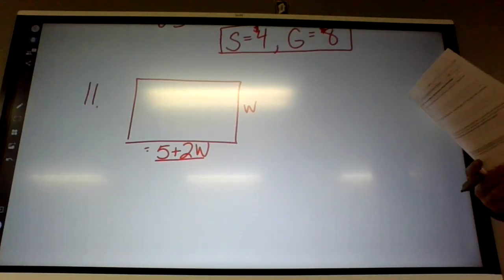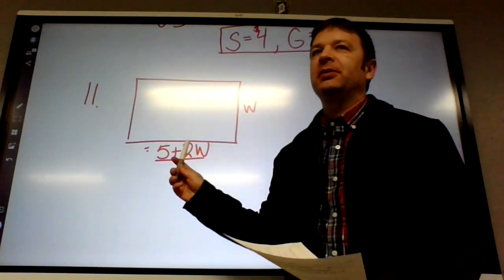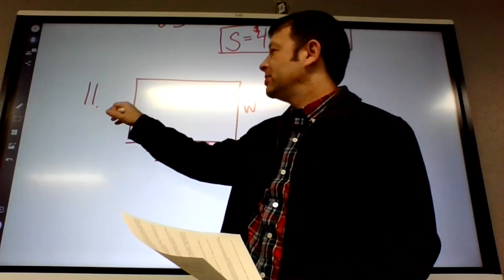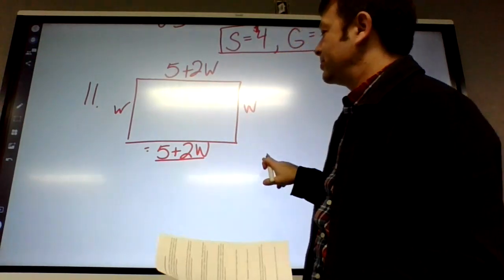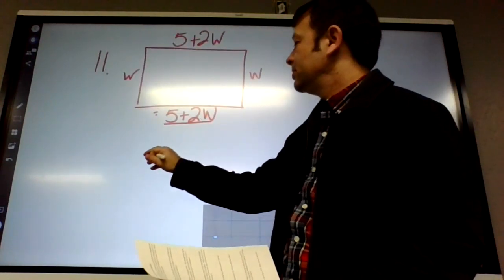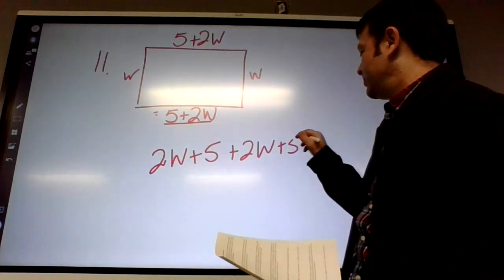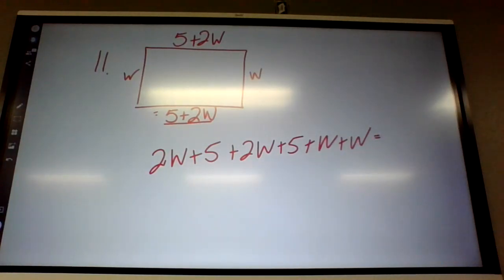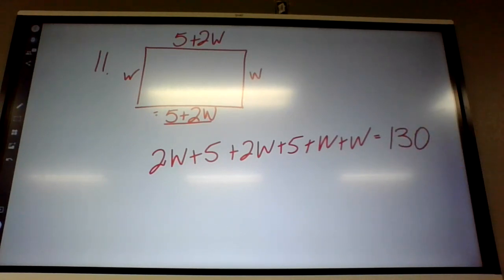The perimeter is 130. What does perimeter mean? All the way around. So how would I find the perimeter? We would add every side. This W, and what's this? 5 plus 2W. So add all those together: 2W plus 5 plus 2W plus 5 plus W plus W. That should equal the perimeter, right? Which is 130.